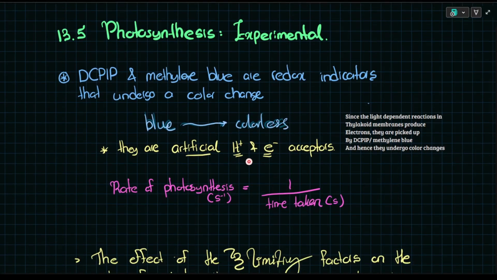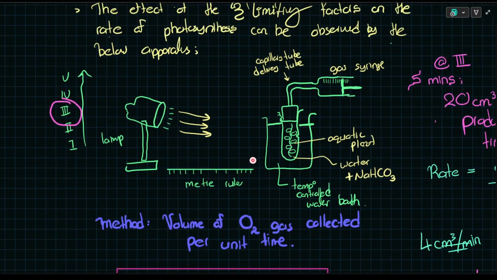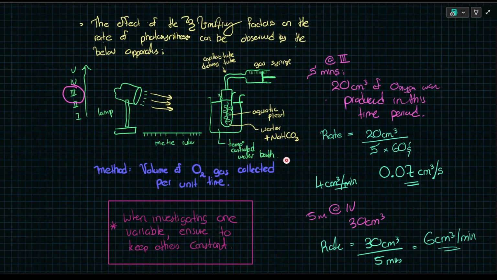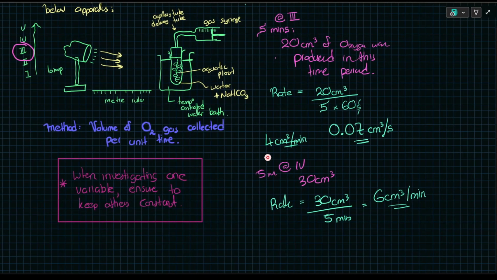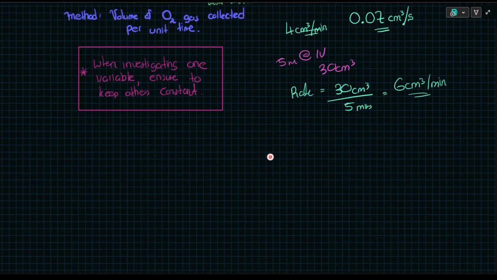And the experimental part of photosynthesis, where we calculate the rate, in this approach, we are using volume of oxygen collected per unit time. And with that, that is the end of photosynthesis, A2 levels, chapter 13.